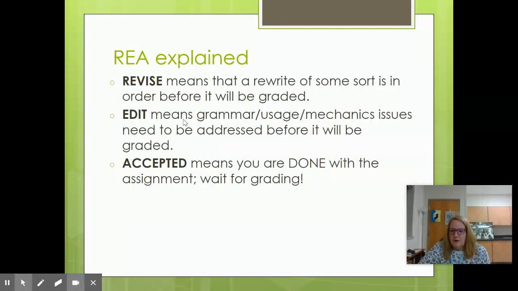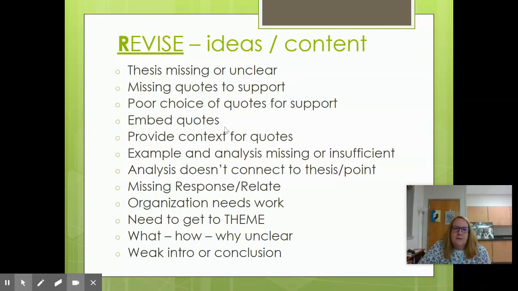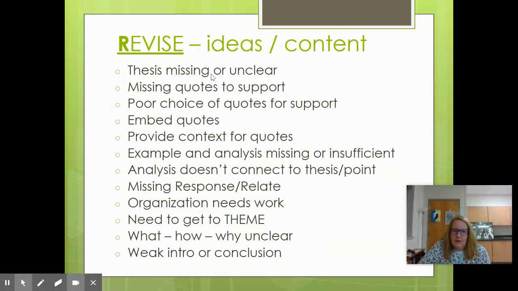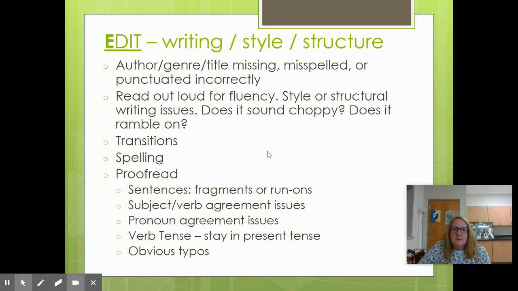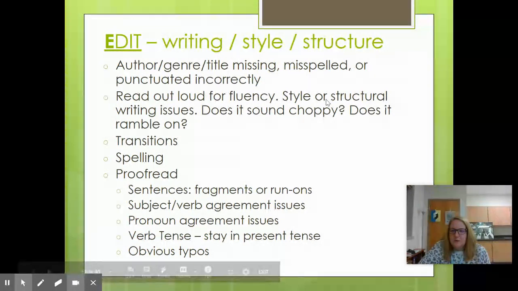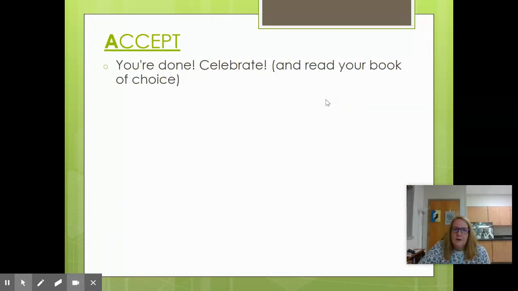Edit has to do with writing style. And then accepted means you're good. It doesn't mean you're going to get an A, but it means you're good enough that I'm going to go ahead and grade it. So if you get an R, here are some things that could be the possible causes and some things that you need to do. Major revisions to your content. If you get an E for edit, here are some things that you may have done and that need to be worked on in order for me to accept it and grade it. If I give you an accept, you're done, celebrate, and go read your book of choice.